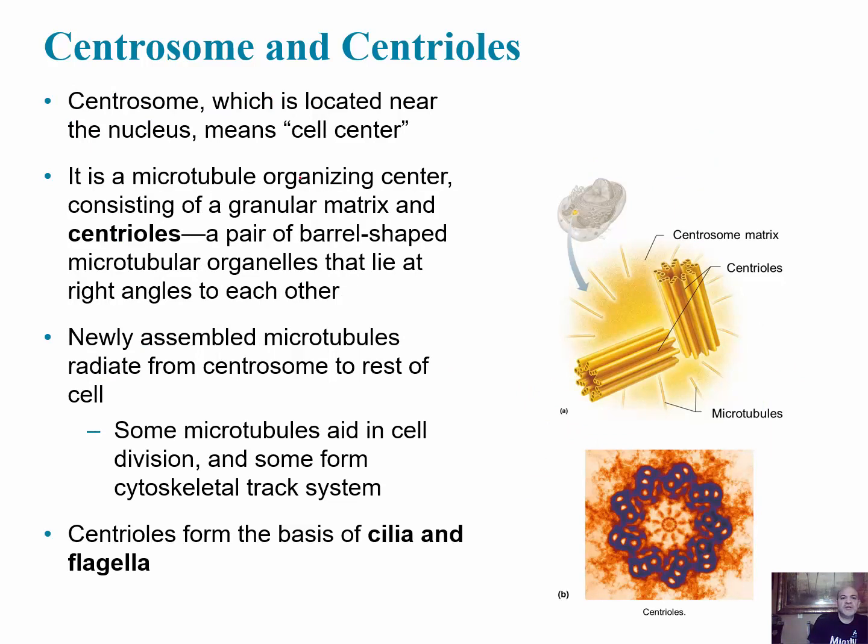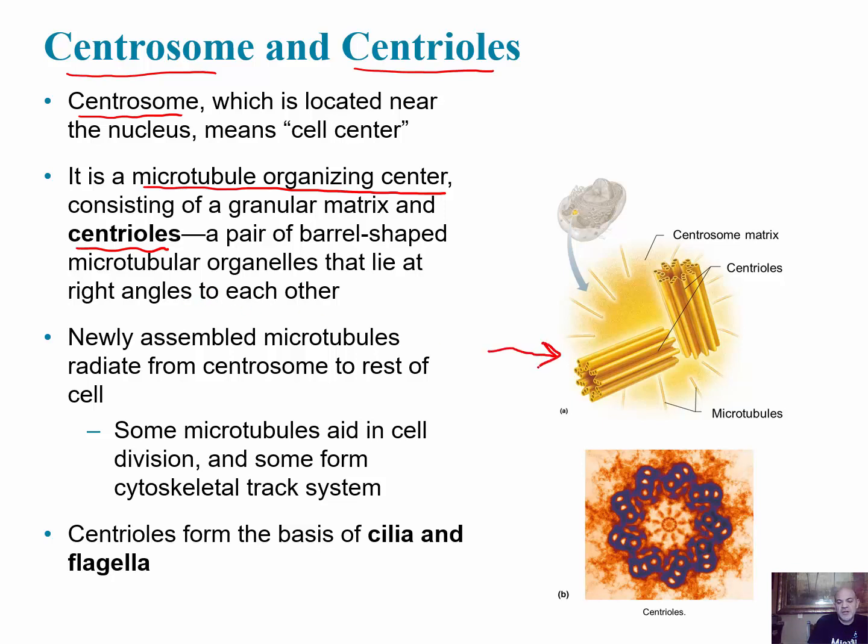Then we have structures called the centrosome, which I mentioned a while ago, that organizes microtubules, and the centrioles that are found there. So the centrosome literally means central body. Soma means body, and it's located near the nucleus, which is where it gets its name because it's located near the center. It is referred to as the microtubule organizing center. That's what the centrosome is. It consists of a granular matrix and centrioles, and the centrioles are a pair of barrel-shaped microtubular organelles that lie at right angles to each other.